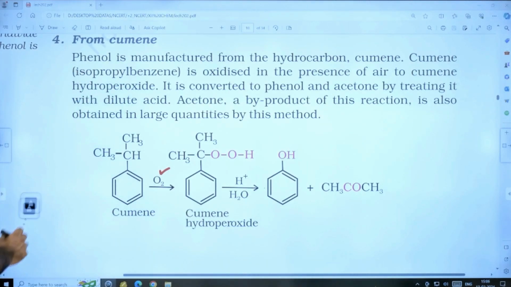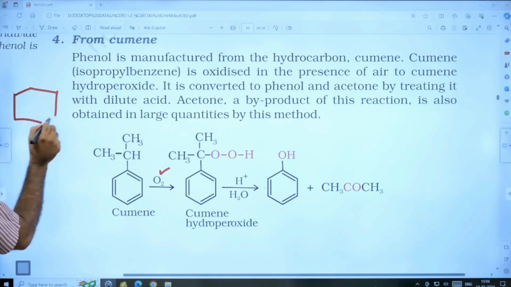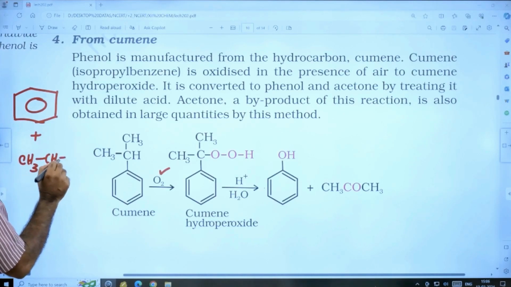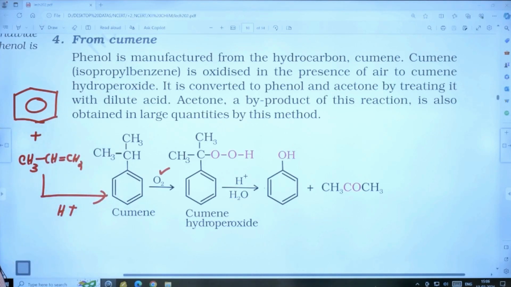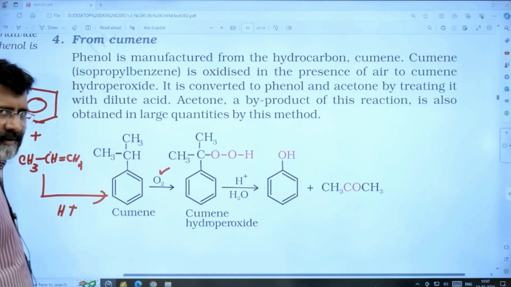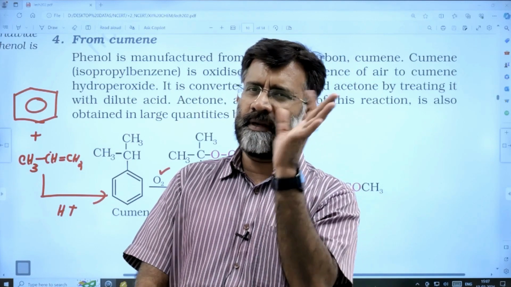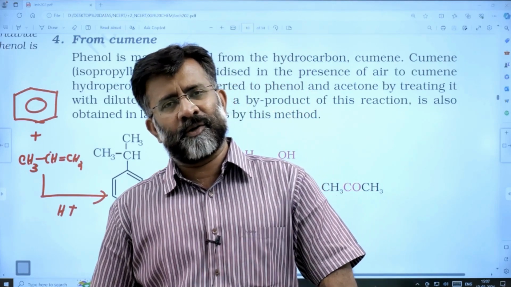Let us try to understand how you can get cumene. Cumene can be obtained from the cheaply available material benzene. Benzene treated with propene using a simple protic acid gives cumene. There will be protonation, you get a carbocation which attaches to the benzene ring, and you get cumene. This is a Friedel-Crafts alkylation reaction. The cheaply available components benzene and propene from petroleum products can be converted to cumene.